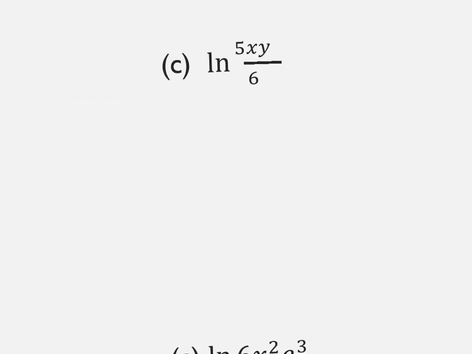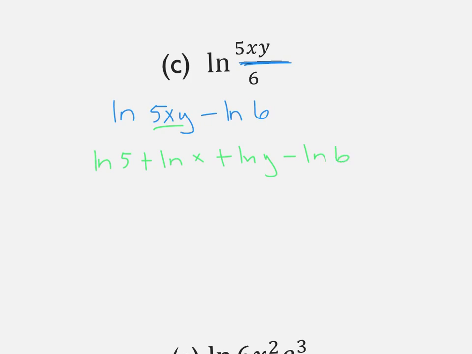That's it. And if we look at C, notice we have a giant fraction bar, so that means subtraction. So natural log of 5xy minus natural log of 6. Now we can still stretch the 5xy, that's product, so all those values get plus. So natural log 5 plus natural log x plus natural log y minus natural log 6, and that's it.